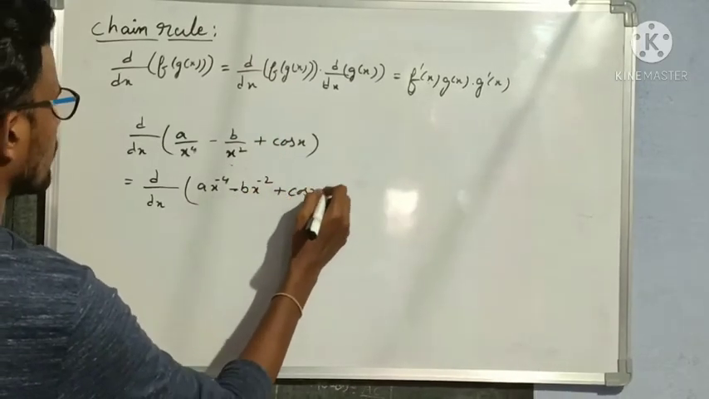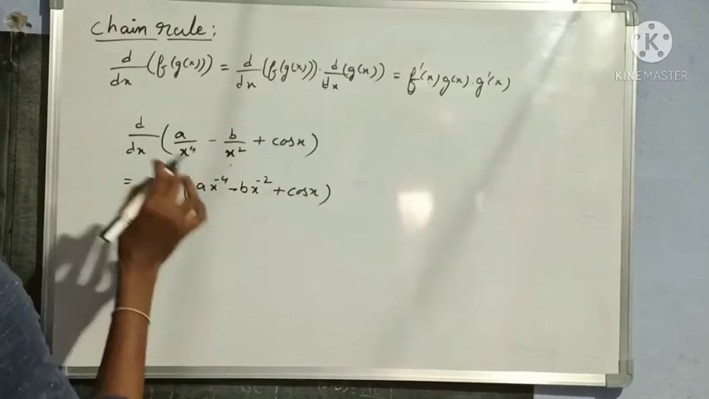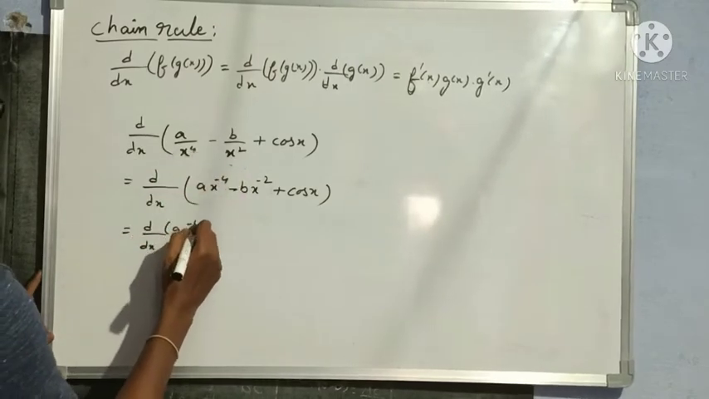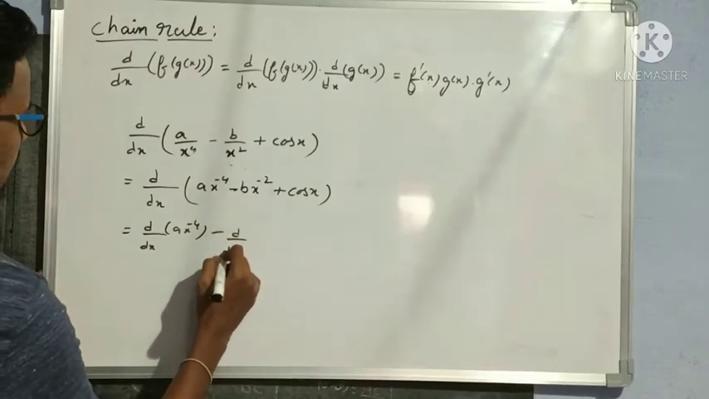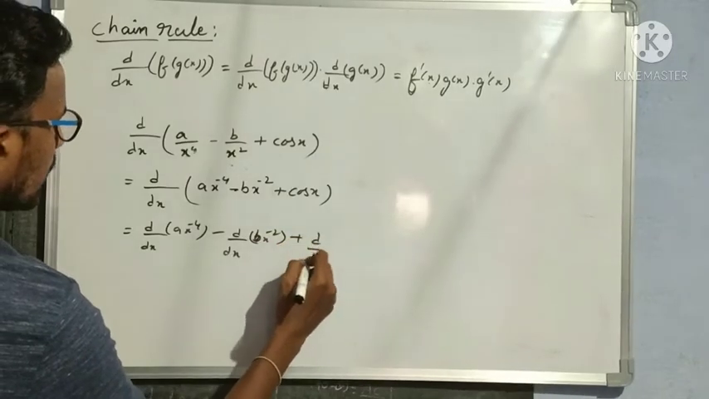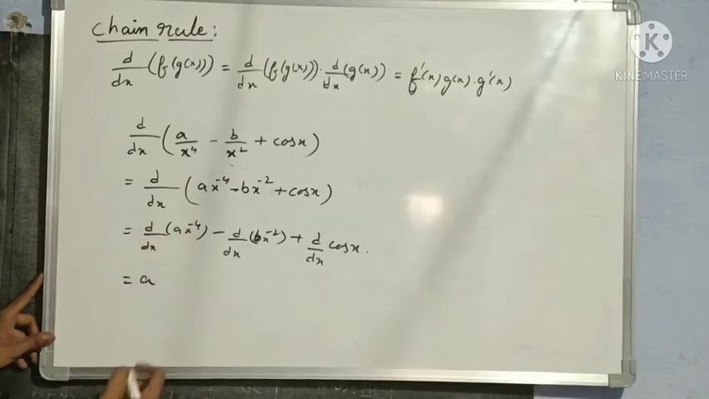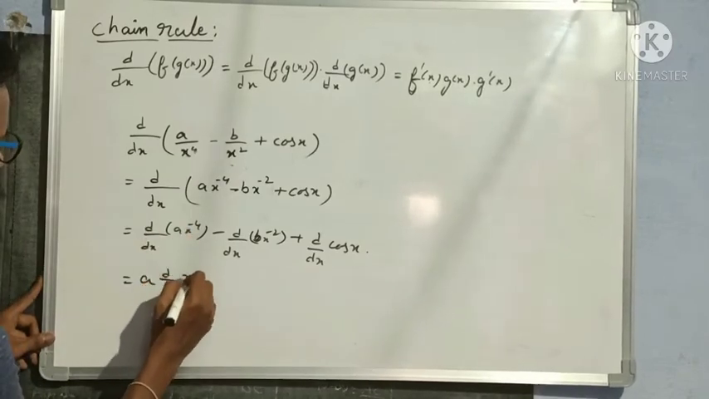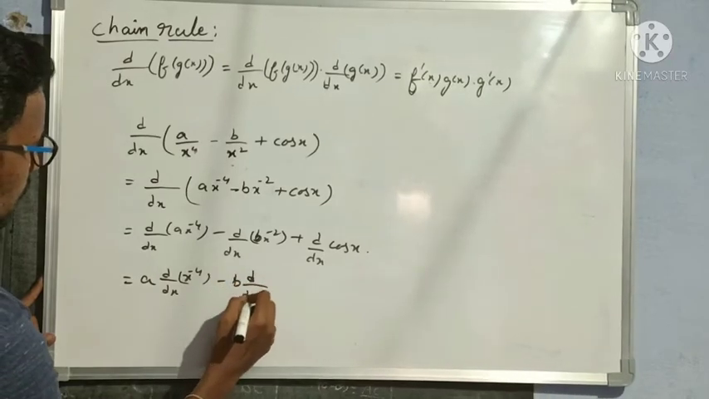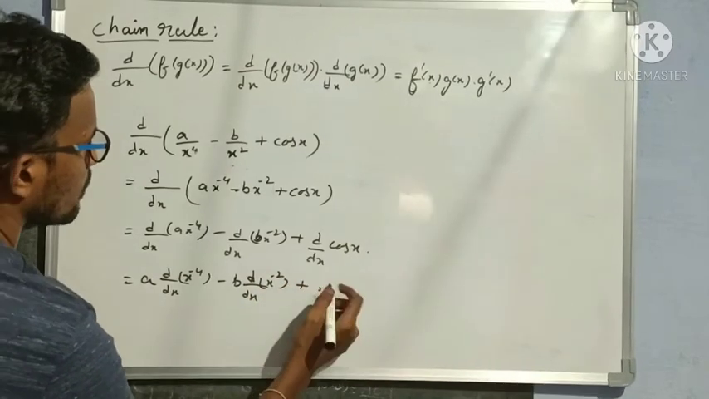plus cos x. Already we know d by dx of f of x plus g of x is equal to d by dx of f of x plus d by dx of g of x, so that is equal to d by dx of a x power minus 4 minus d by dx of b into x power minus 2 plus d by dx of cos x. So that is equal to, a is a constant, so we bring a outside, a into d by dx of x power minus 4, minus b is also a constant into d by dx of x power minus 2, plus d by dx of cos x is minus sin x.